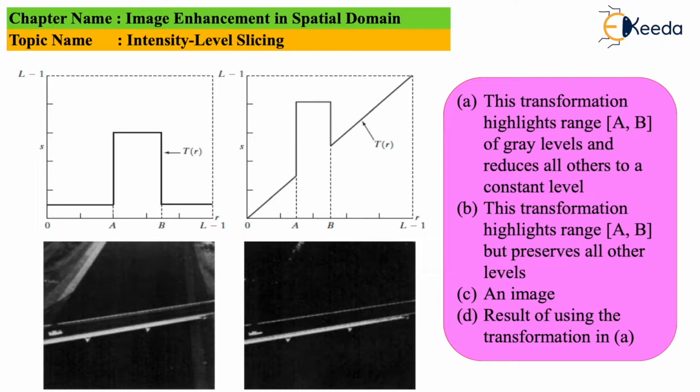Now the second case is the transformation of the second approach. This particularly preserves all other levels that are not intended or not of interest. Here we wanted to enhance the levels for the range A to B. So we have enhanced them to a higher level, but all other levels we have kept at original levels. This particular function represented as S equals T of R represents the transformation for intensity level slicing. So these are the two approaches, and the graphical representation of the transformation we have seen.